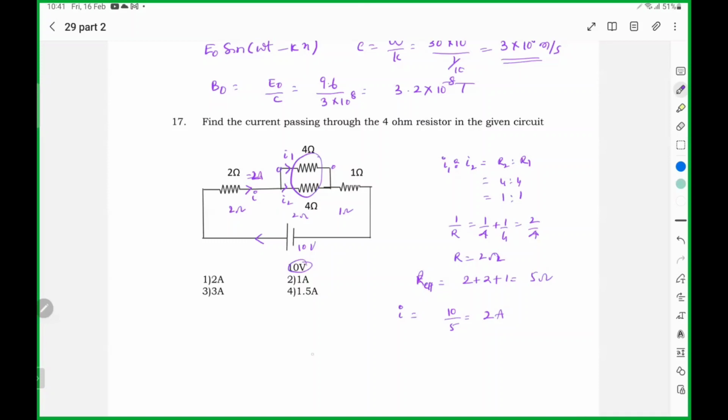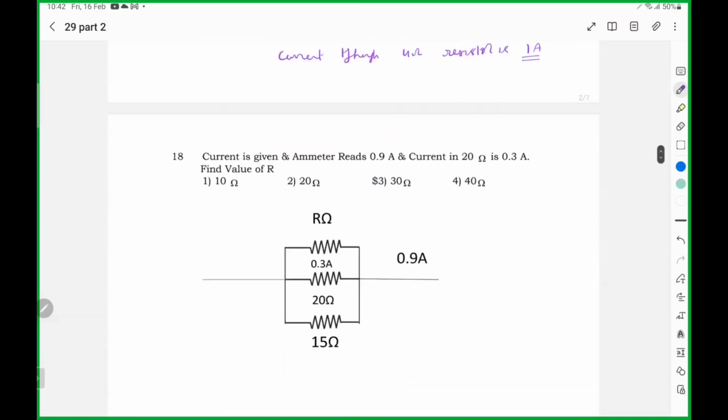And how is current distributed? So current is distributed in 1:1 ratio. That means current through the 4 ohm resistor is 1 ampere, equally distributed.